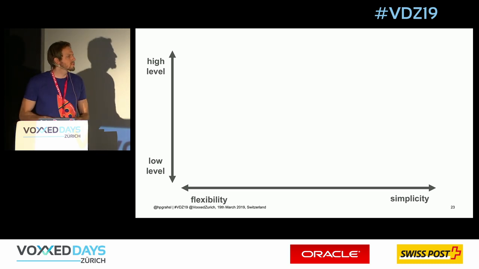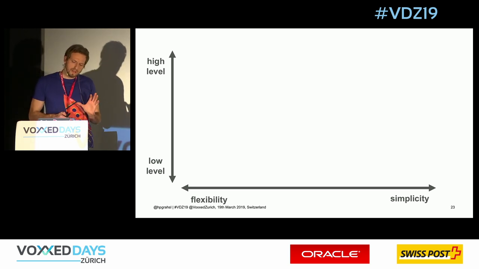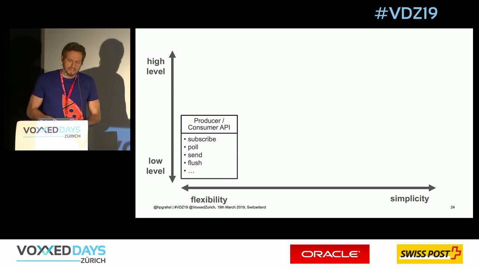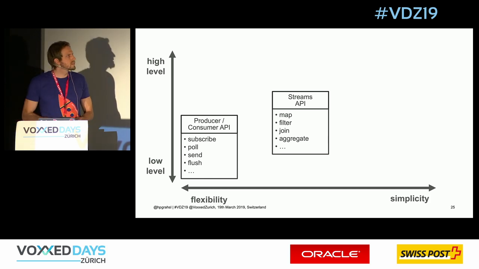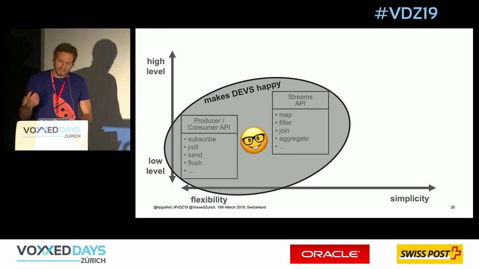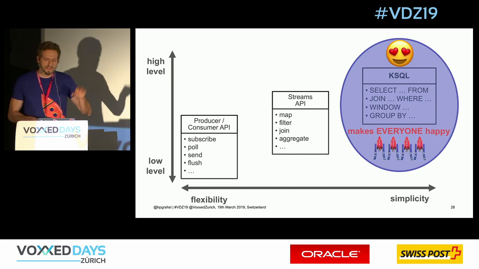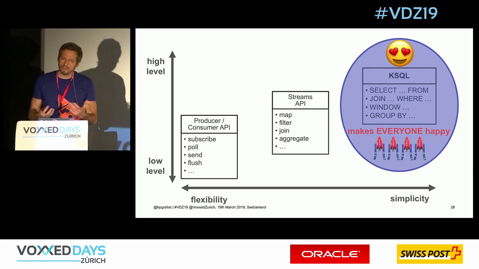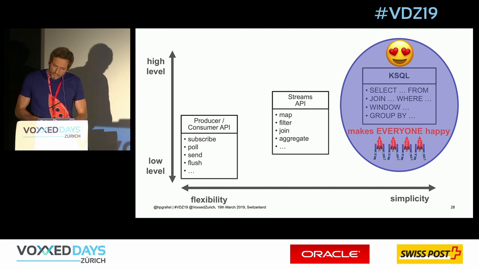So again, to put this in context, if we compare on these dimensions, level of abstraction and flexibility versus ease of use, the consumer API definitely finds itself in the lower left area. Then Kafka Streams sits somewhere in the middle, and both of these were there primarily to make developers happy. And KSQL is there to hopefully make everyone happy. It sits enthroned in the upper right simply because it's the simplest and highest level approach that we can have to write stream processing applications, as we will see later on.